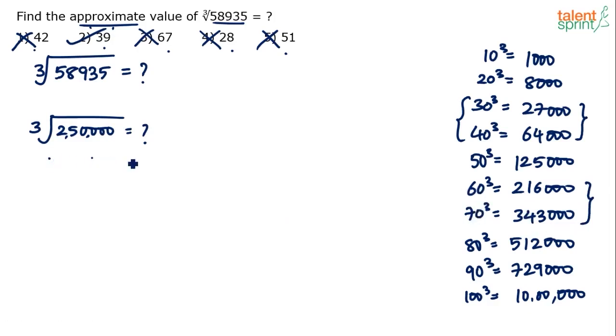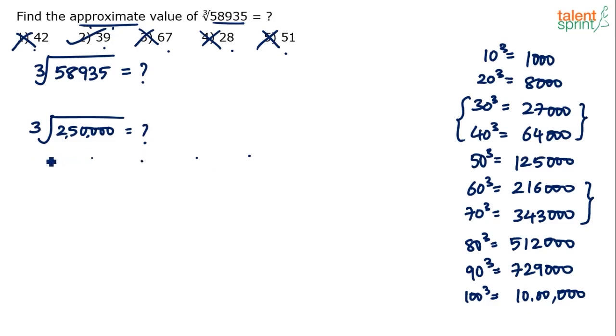But unfortunately, we do not have options here. If options were given, we could have eliminated the wrong answers and would have been left with the right one. But options are not there. So how do we solve? What do we do? The process again starts with the same idea, right?